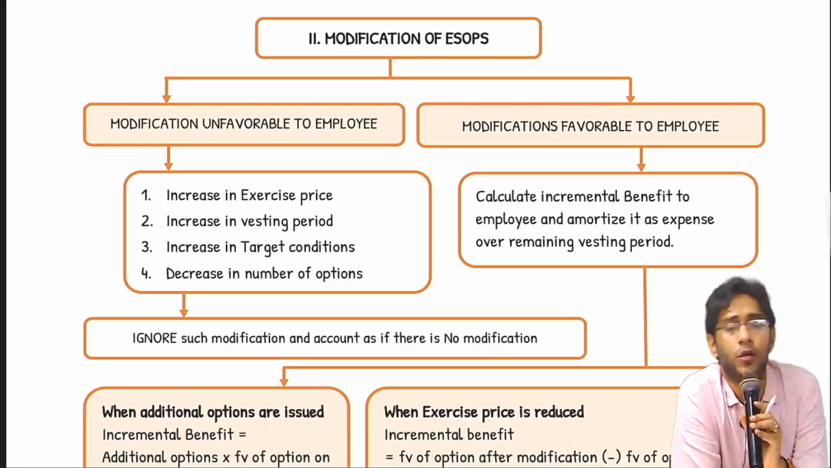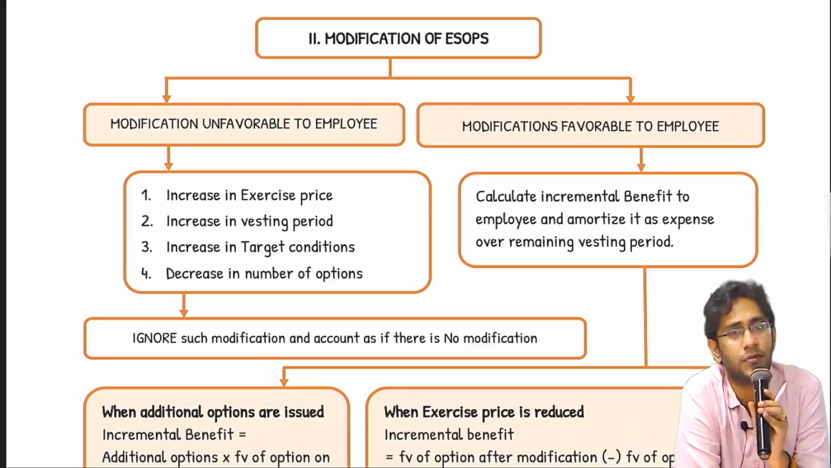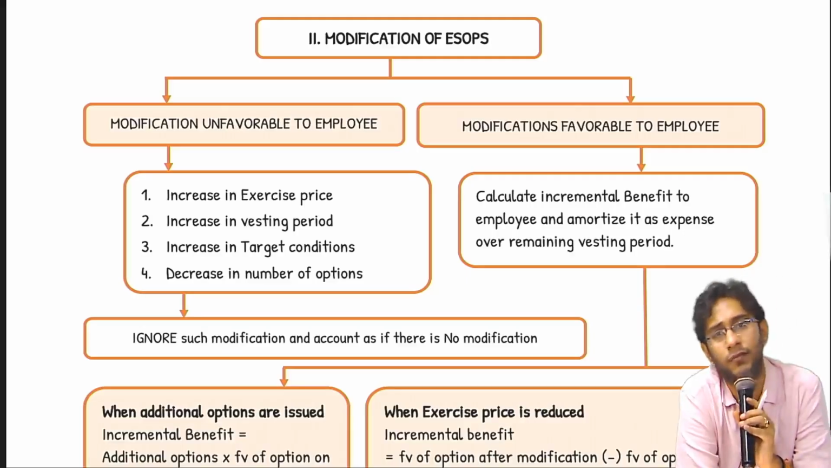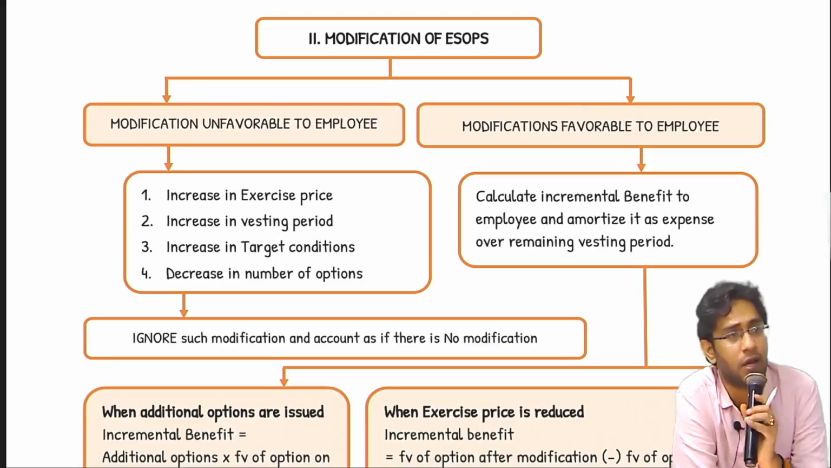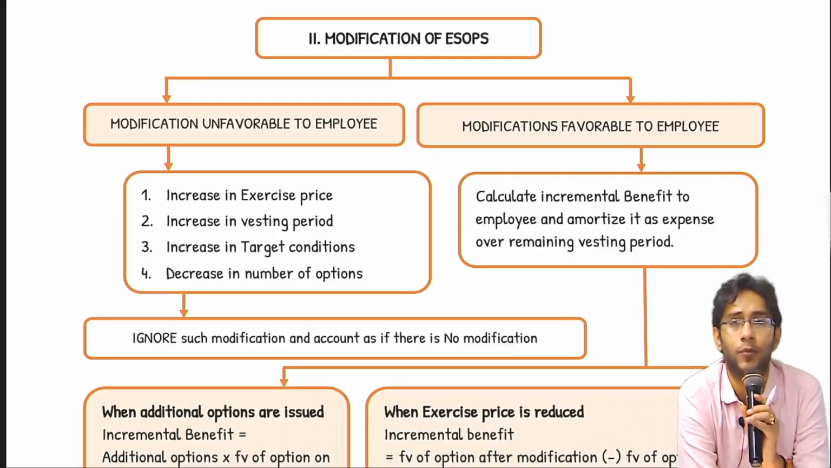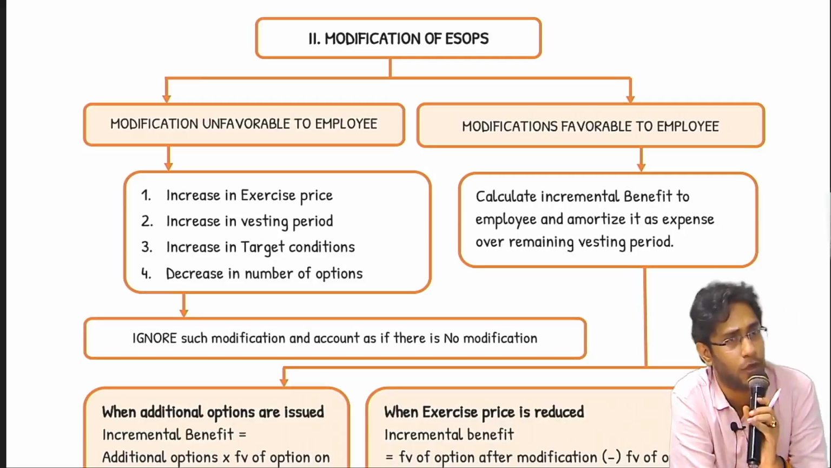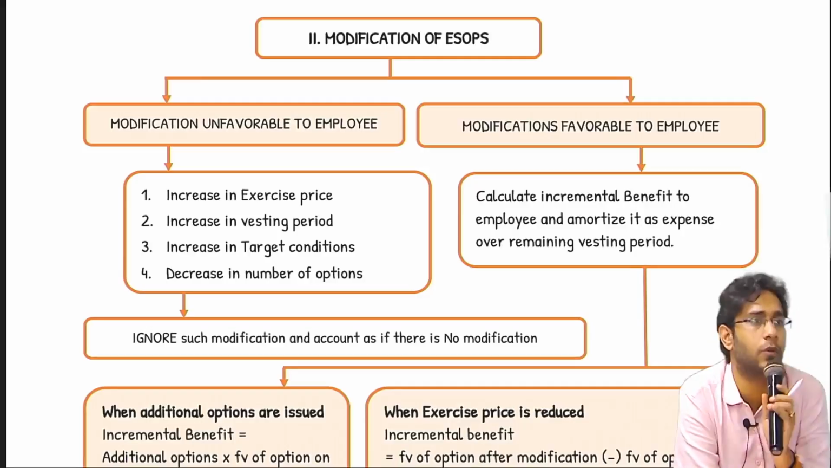Similarly, I initially told that the exercise price is 100. Now I tell that the exercise price is 500 rupees. Will he be happy? I initially told that each employee will get 1000 options, but now I reduced it to 600 options only. These are all modifications that are unfavorable to the employee. The standard says when, as a company, you do any modification which is unfavorable to the employee, you have a right to do it, but for accounting purposes it is to be ignored.